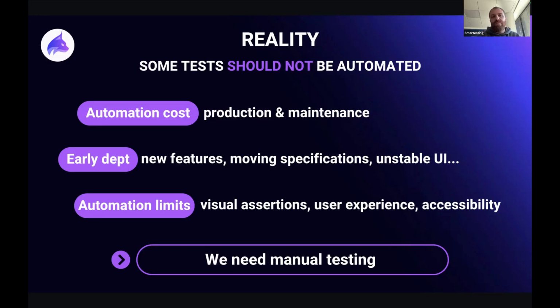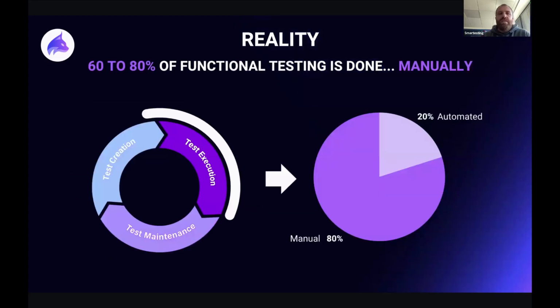And also some visual assertions, or some kinds of assertions we need to make about user experience or accessibility, are well done by humans and are not easy to automate as we are talking now. So we still need manual testing. And the reality is that on each project, a huge part of the tests are still done manually. We have those numbers from customers, and it's why we thought about Lynqa.